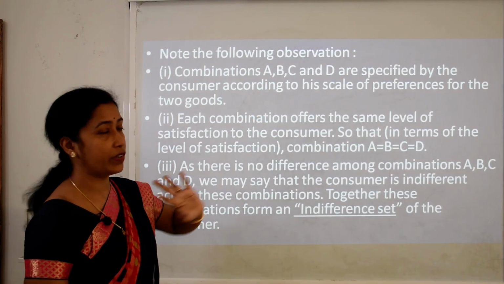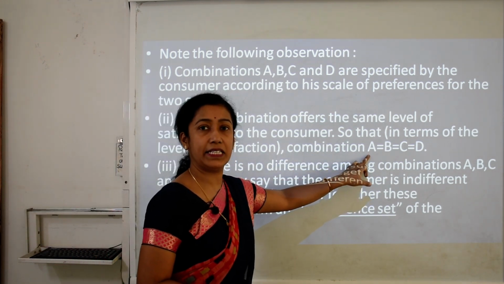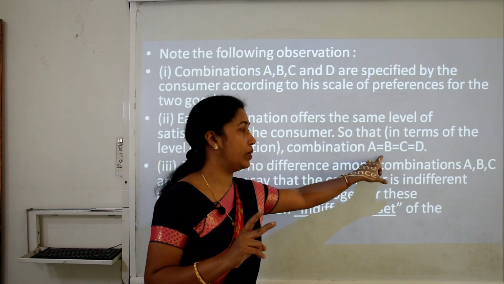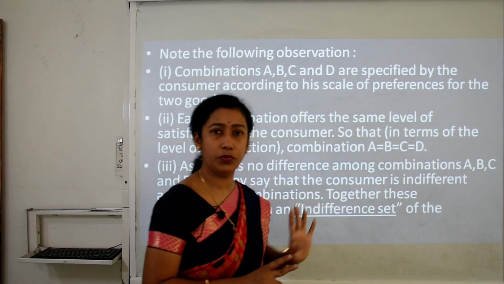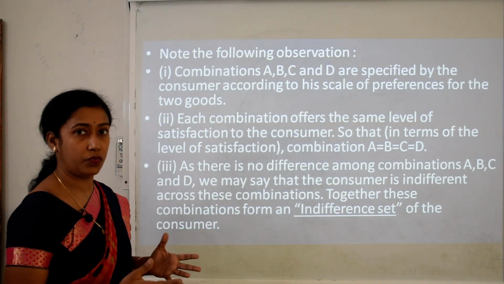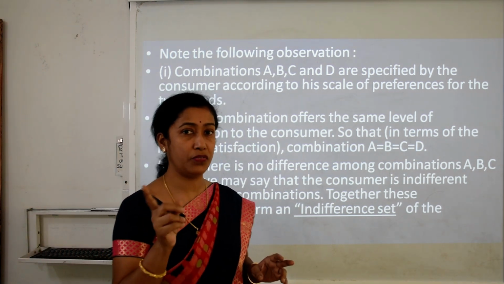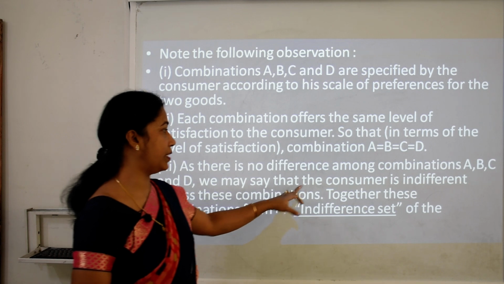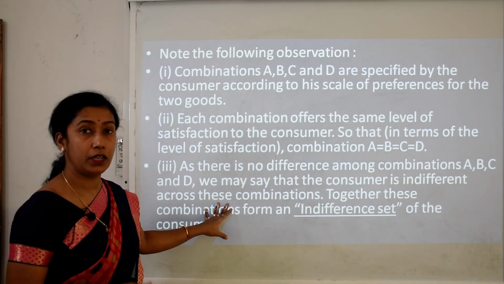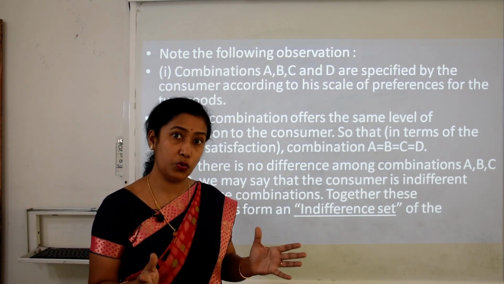So each combination offers the same level of satisfaction. That is why we say that each combination of apples and oranges is exactly the same, A is equal to B, is equal to C, is equal to D. As there is no difference among the combinations of the 2 goods, we may say that the consumer is indifferent across these combinations. The consumer is totally confused in the combination of 2 goods.